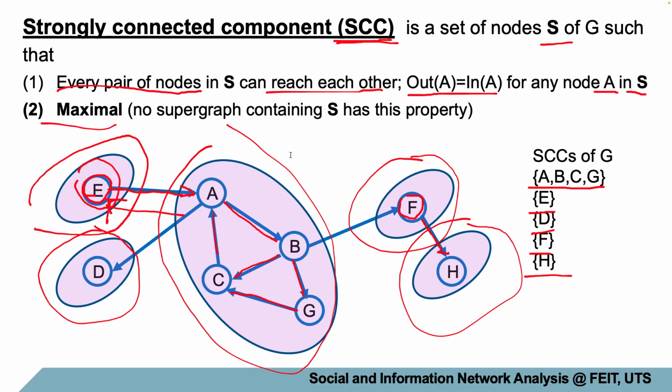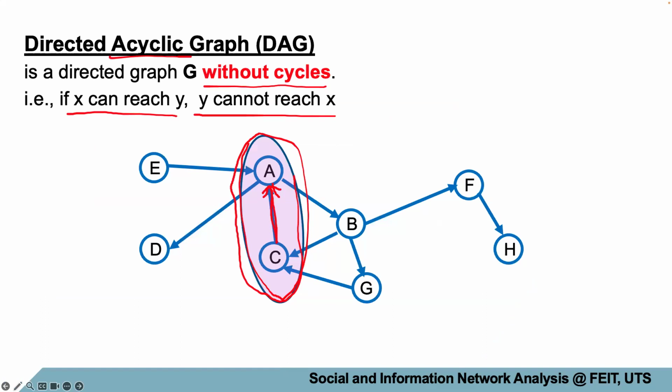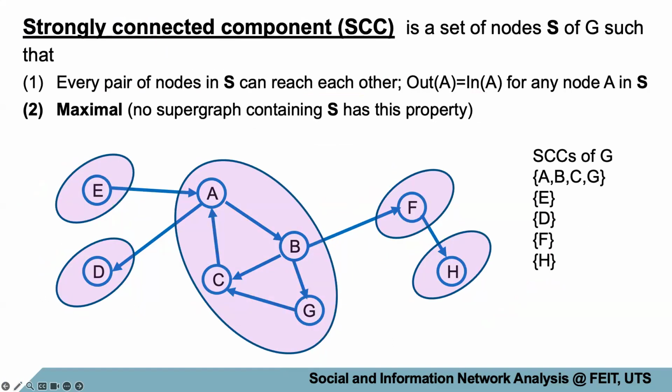The question is, should they only be considered SCCs if they have self edges? No, if you consider the definition here, it makes sense. E can be an SCC. It is just a trivial SCC that only has one vertex.